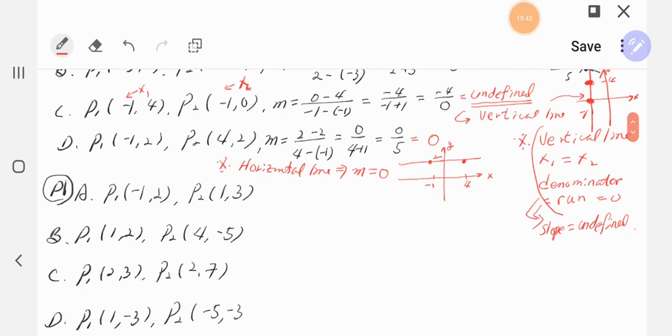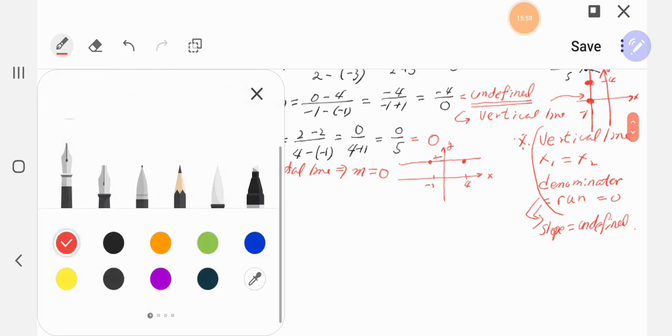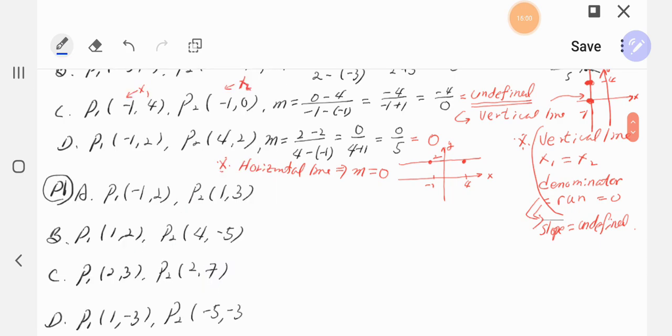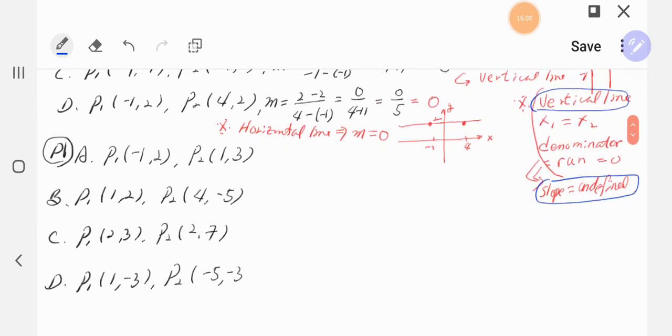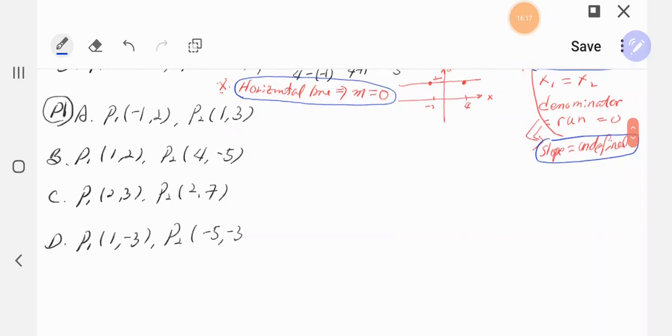Vertical line, then slope is undefined because the denominator is 0. Vertical line gives you the denominator equal to 0 for the slope. So the slope of the vertical line is what? Undefined. Okay, so let me write it here. The slope of vertical line is undefined. The slope of horizontal line is 0.